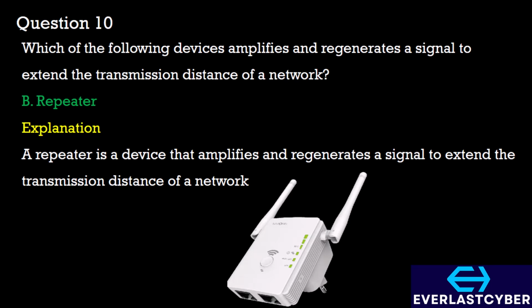So it does this by, when it receives a signal, removing the unnecessary noise around the signal. Then it retransmits the signal at a higher power level, allowing the signal to cover a longer distance without degradation. So we can see a sample of the receiver here.